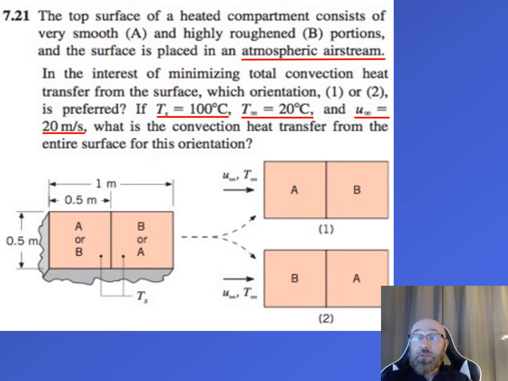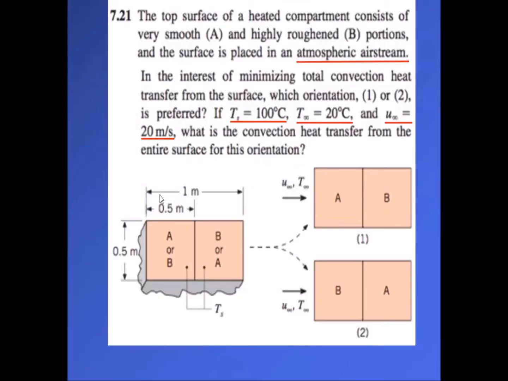So now what I want to do is apply some of these concepts and governing equations to an example problem. So I'll be going through my hand solutions to this example problem 7.21. Let's take a look at problem 7.21.